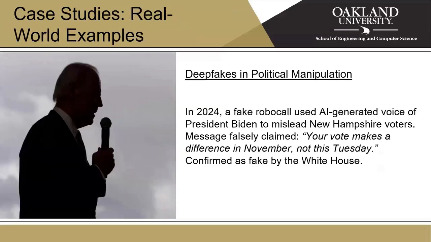Here is just one example of political manipulation through deepfakes. In 2024, New Hampshire voters were receiving calls supposedly from President Biden claiming that their vote makes a difference in November, not this Tuesday, which was the date of the primary election. The call was confirmed to have used an AI-generated voice of the president and was fake, but this could very easily mislead and confuse voters, possibly affecting election results.